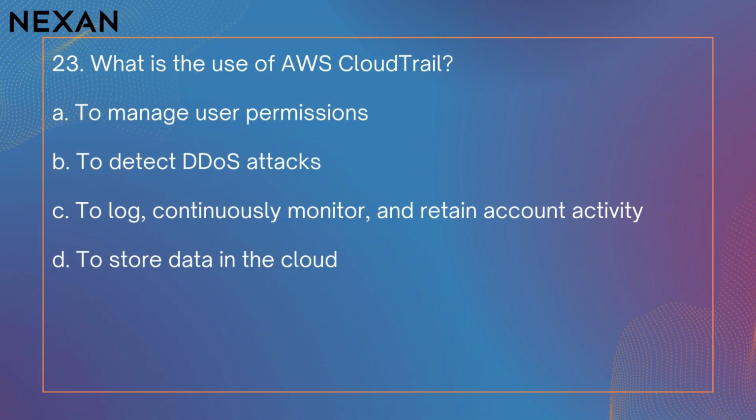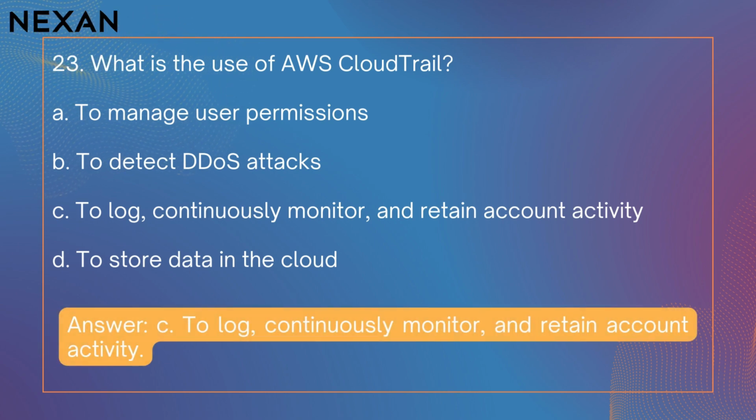23. What is the use of AWS CloudTrail? A. To manage user permissions. B. To detect DDoS attacks. C. To log, continuously monitor, and retain account activity. D. To store data in the cloud. Answer: C. To log, continuously monitor, and retain account activity.